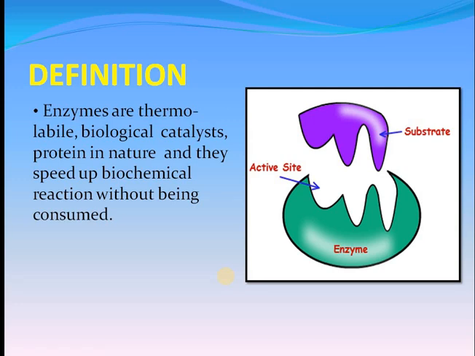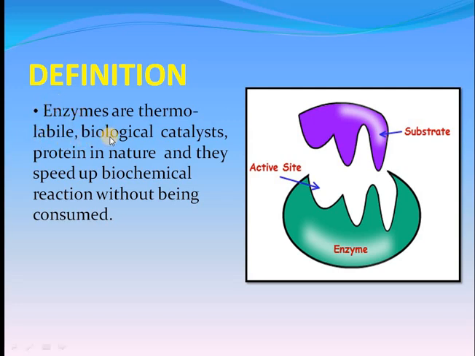Enzymes are thermolabile, biological catalysts, protein in nature, and they speed up biochemical reactions without being consumed. Now let's discuss the different terminologies used in this definition. The first one is thermolabile. What do we mean by thermolabile? Basically, thermolabile means that these enzymes are sensitive to heat, or we can say that these enzymes can lose their characteristic properties on heating.